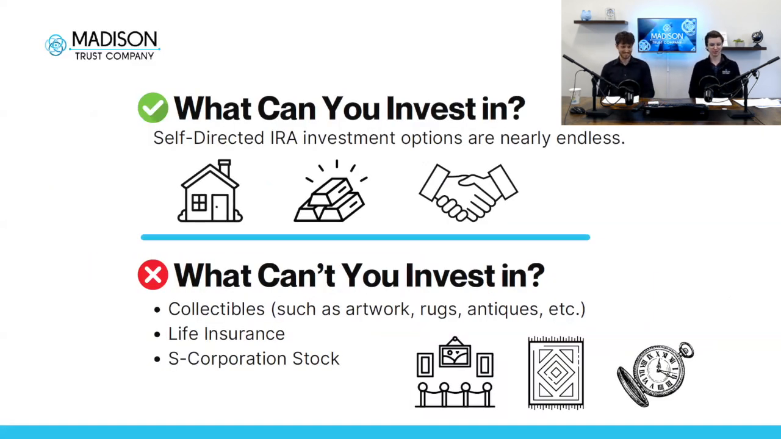So what can you invest in within the self-directed IRA? The options are pretty open. I'd say the most popular is real estate. Precious metals is an option, as are private placement deals, whether that's real estate syndications or a tech company, promissory notes, startups, crowdfunding, cryptocurrency, et cetera. The list goes on. It's pretty much open in regard to what you can invest in within the self-directed IRA.